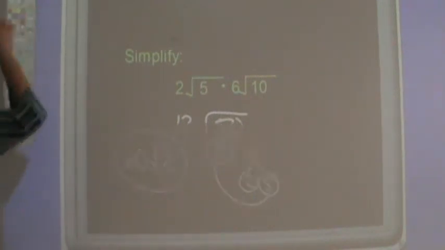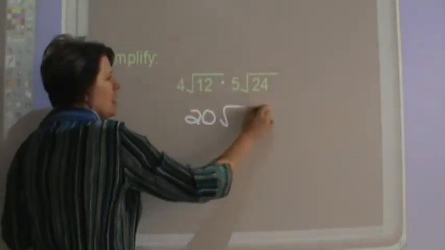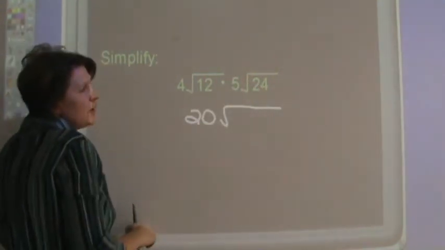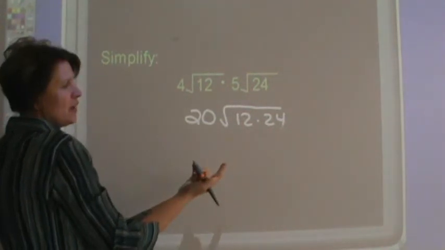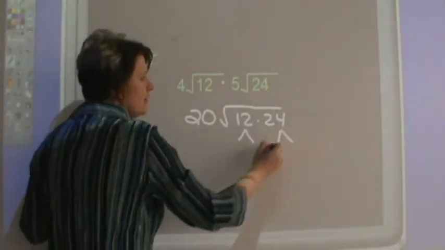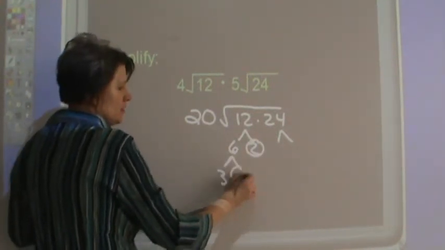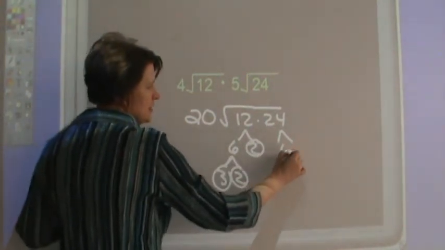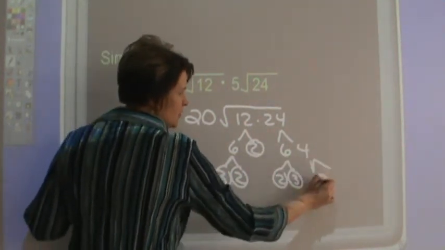Okay? 4 times 5 is 20, and you know what? You don't have to multiply the 12 times 24. Let's save ourselves a step. You know it's going to be 12 and 24, and then you're going to have to break it down anyway. So let's just take it from there. The 12 would be 6 and 2. This would be 3 and 2. 24 would be 6 and 4. 2 and 3. 2 and 2.